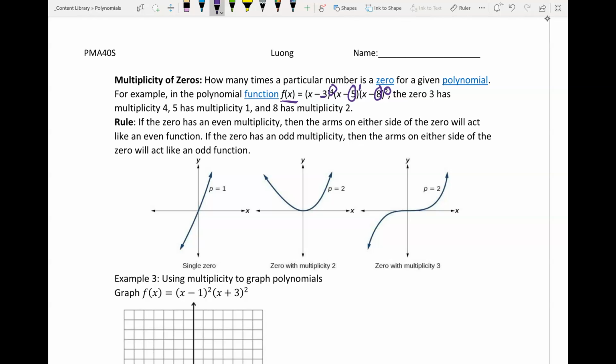So the general rule is if the zero has an even multiplicity, then that means the arms on either side of that zero, so let's say your zero is 0 in this graph here, that means that either side will act like an even function where both of your end behaviors are going to point in the same direction. If the zero has an odd multiplicity, then the arms on either side of the zero will act like an odd function. So that means we have different end behaviors for odd functions, like this one.